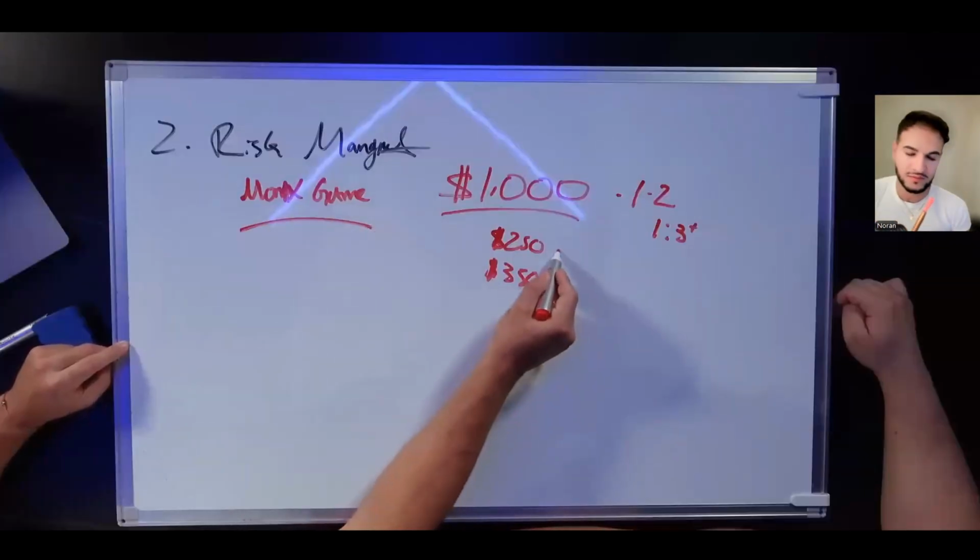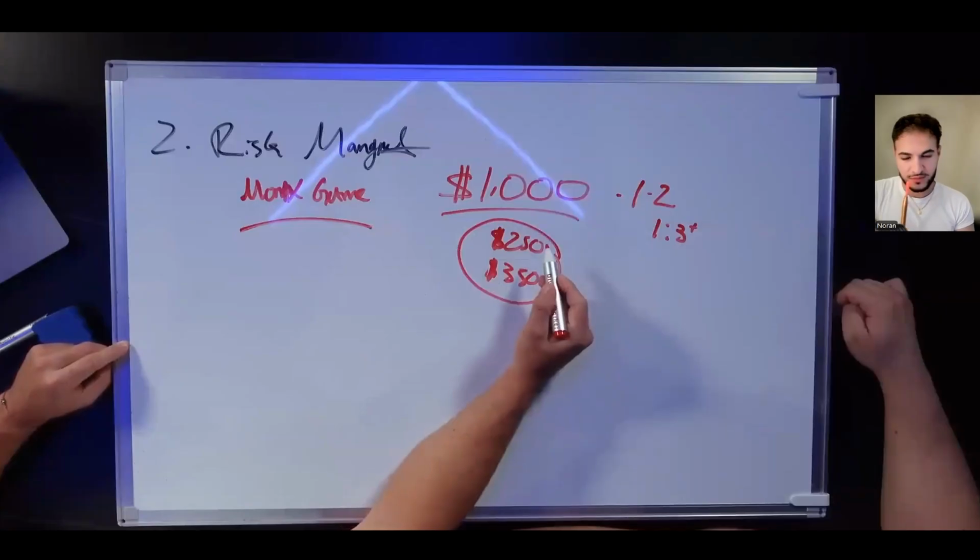But he's saying no. Risk 25% of the account. I mean, I don't know. This is nonsense. So this is where the money gain comes in, and you have to find what you're comfortable with risking on the first couple of trades.